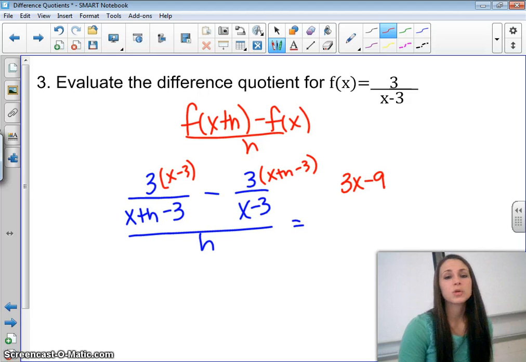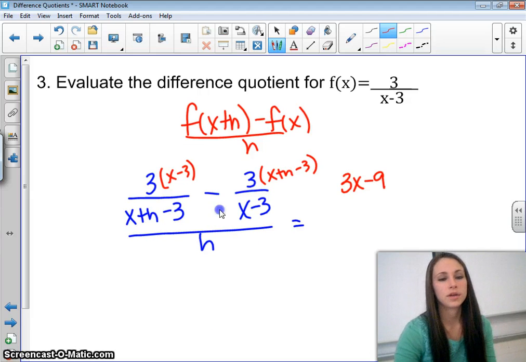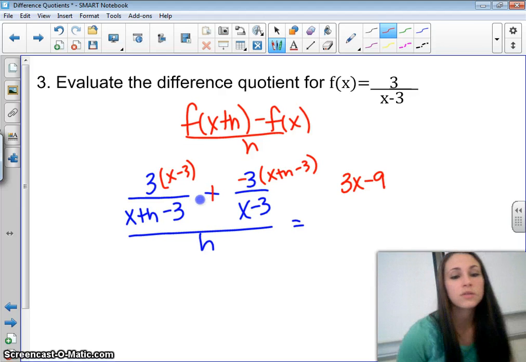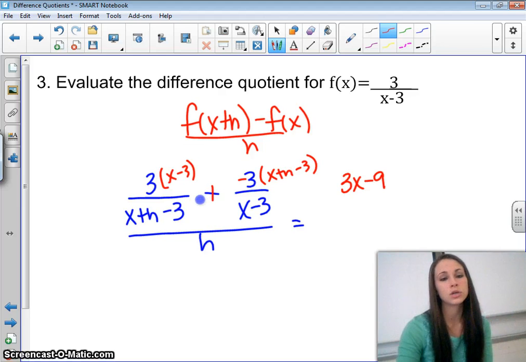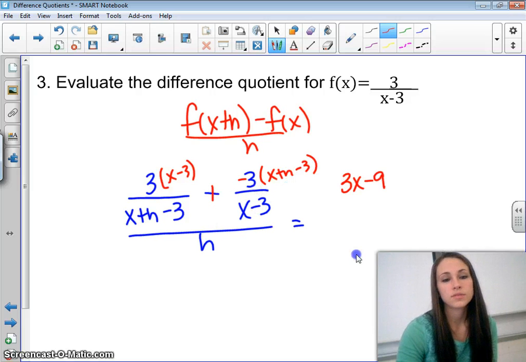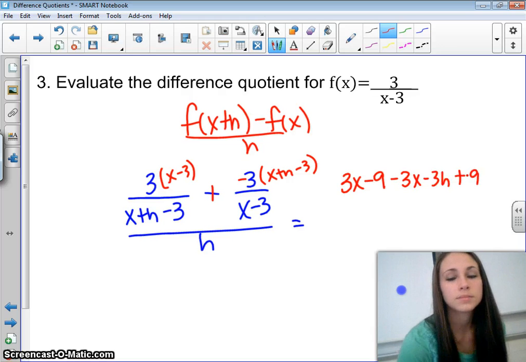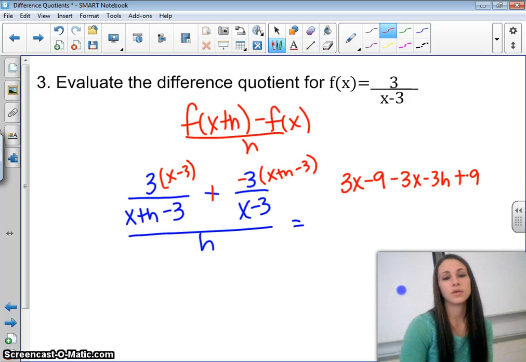Now, what a lot of people are going to miss here, and you need to be sure you don't miss because it'll throw you off every time, is when you distribute this negative 3, you also have to distribute this negative with it. If it helps you to do plus a negative right there, to see it beside each other, do it, but you have to distribute that negative in there. So this is going to be negative 3x minus 3h, and then plus 9. Okay, and I just distributed that negative in with everything.